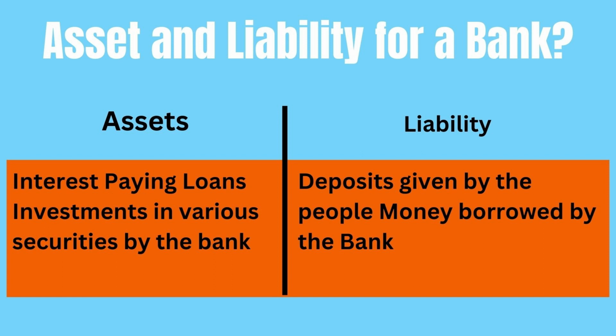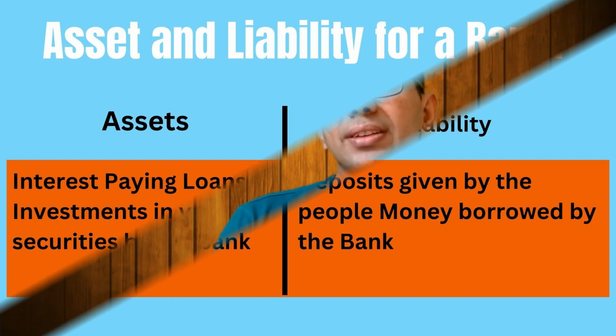What is a liability for a bank? The deposits which people give to a bank are a liability because the bank will have to pay those deposits anytime the deposit holder wants it. So it is a liability. Any money that the bank has borrowed from the bond markets or from other banks are all liabilities of a bank. So understanding the asset and a liability for a bank is very crucial in the analysis.